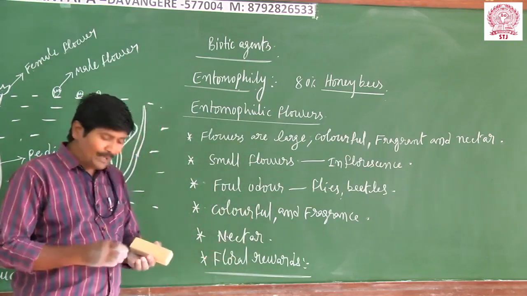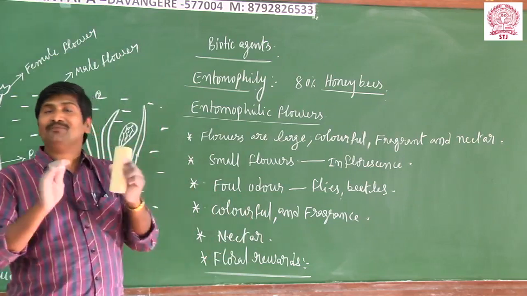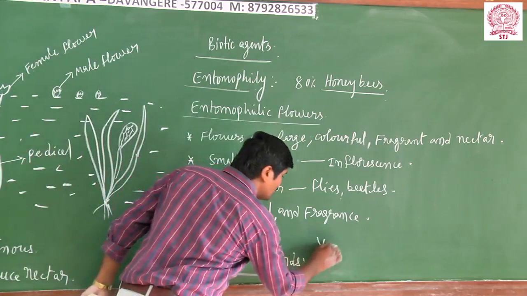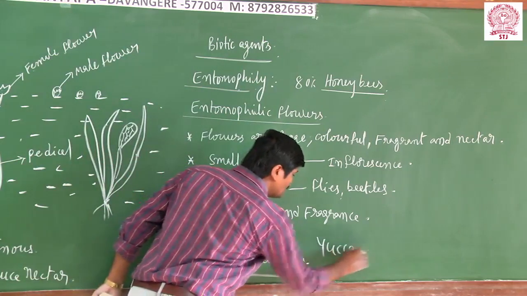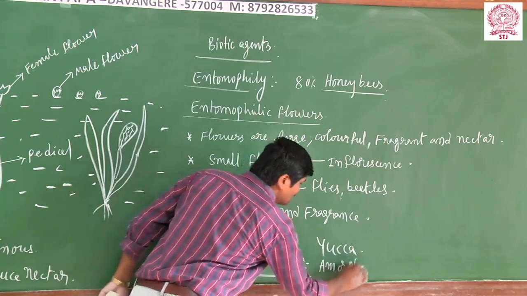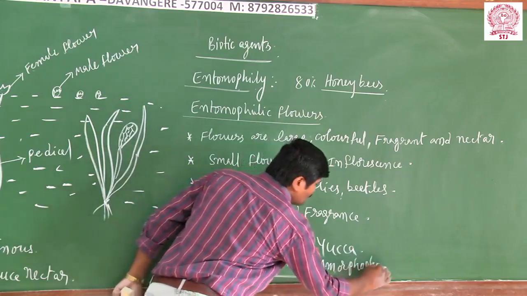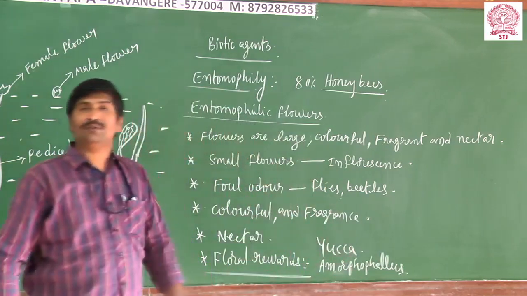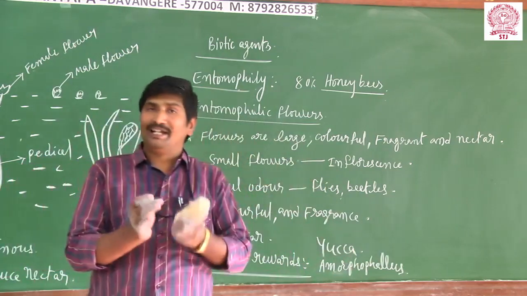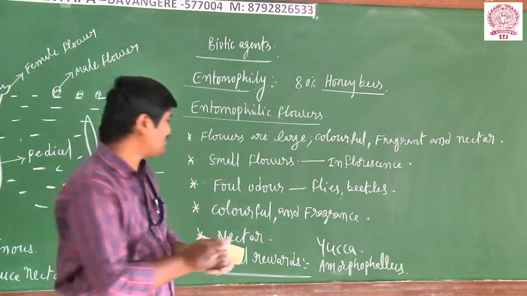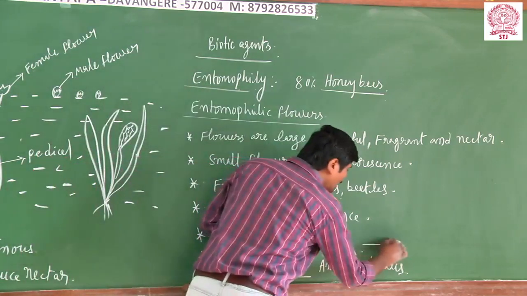Some plants provide a safe place for the laying of eggs. The best examples are yucca and Amorphophallus. These two are the best examples of plants providing a safe place for laying of eggs. Take yucca as the example.